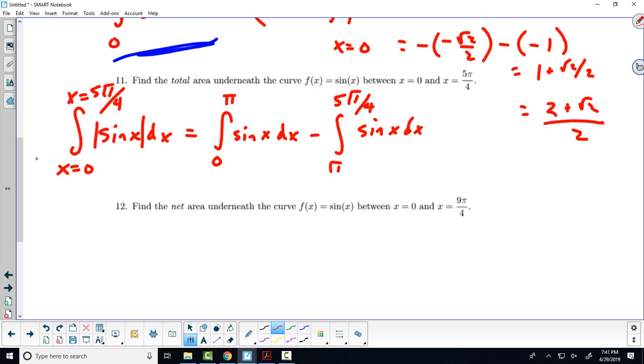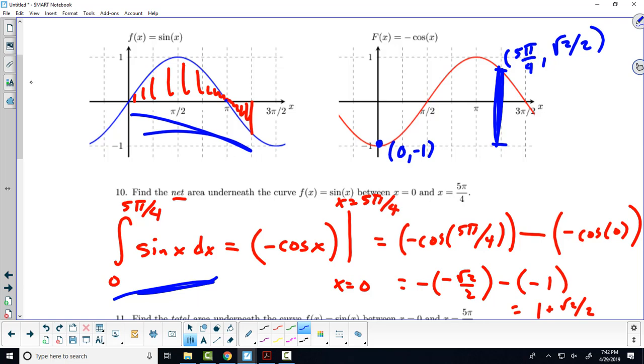Now, there is one thing I think we should all see right away. Why did I choose to break this up at pi? That's where the graph of the sine function changes sign. That's the only place on this interval where it changed sign. What if it changed signs multiple times on that interval? You would have multiple pieces, so we'd have to break up the interval every time it changed sign.